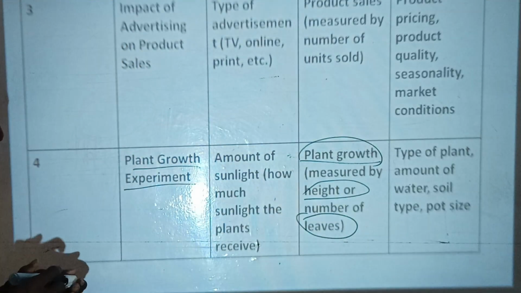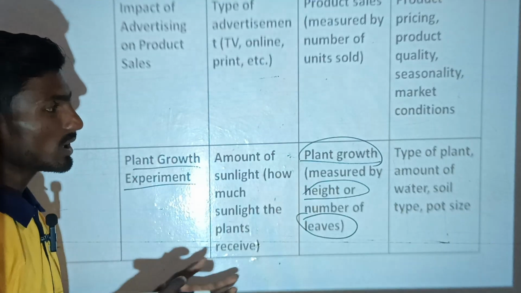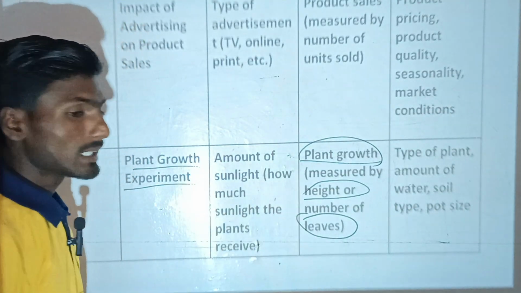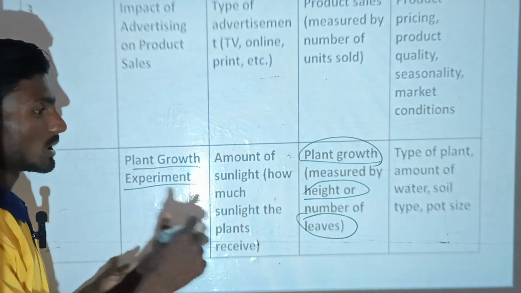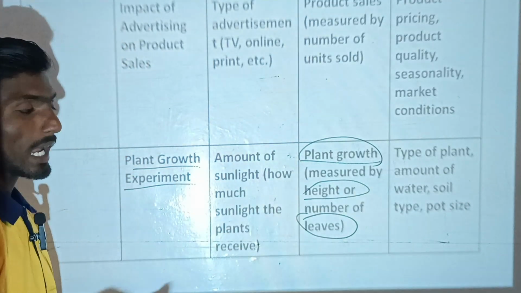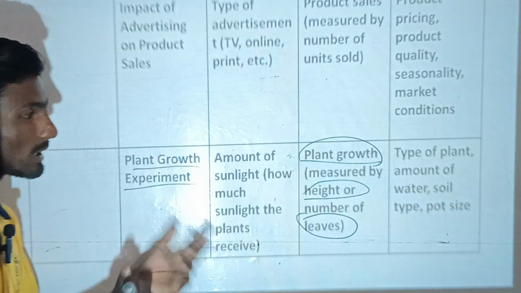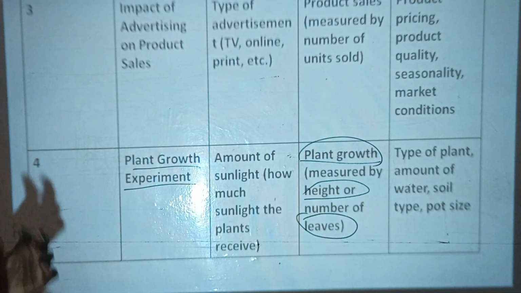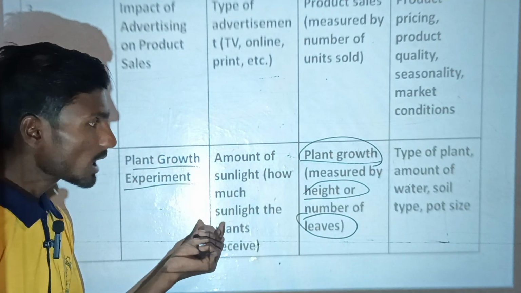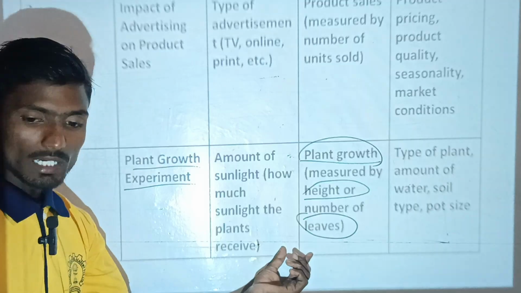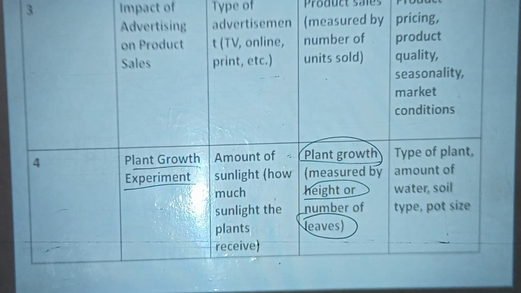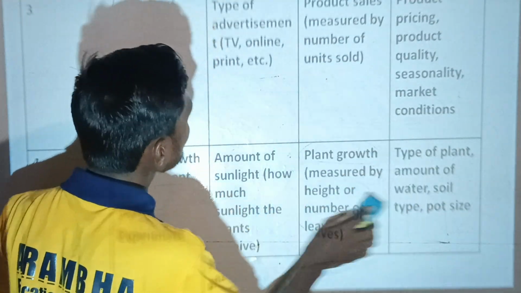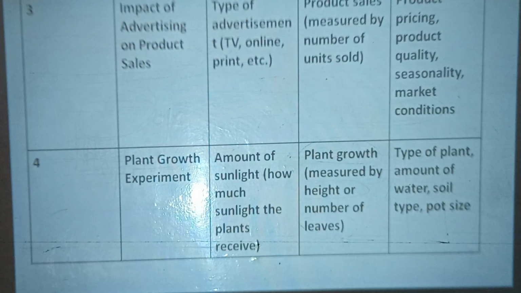But here we are keeping constant the amount of soil, type of soil, climatic condition, atmospheric pressure, and water. So we keep these things constant. We take only sunlight and the plant growth rate here. Okay guys, I hope you understand these things. Take the screenshot. Now I am going to change this slide.